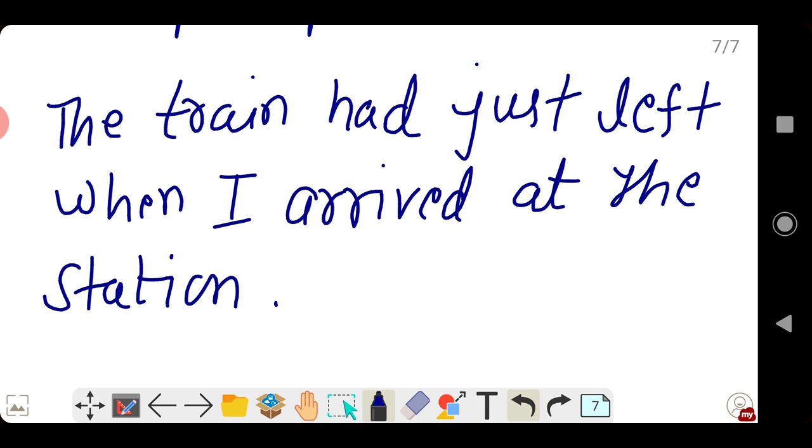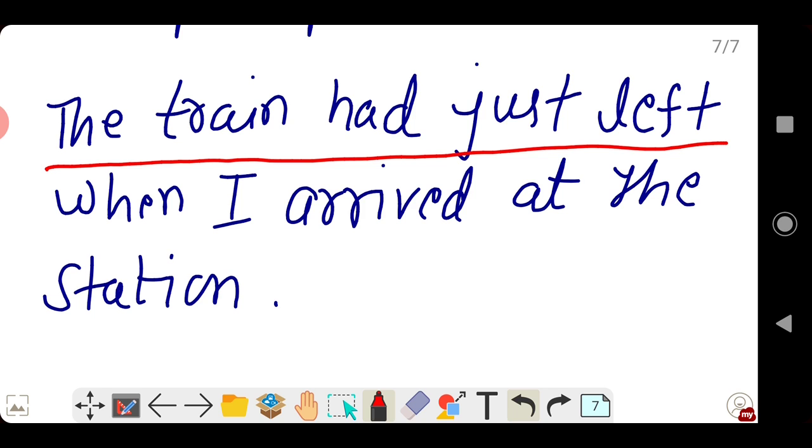If you read the example, actually there are two sentences. One sentence, let me change the color of the pen. The train had just left. This is the one sentence. The train had just left. And this is the second one. I arrived at the station. The second sentence is simple past. And the first sentence is past perfect tense.